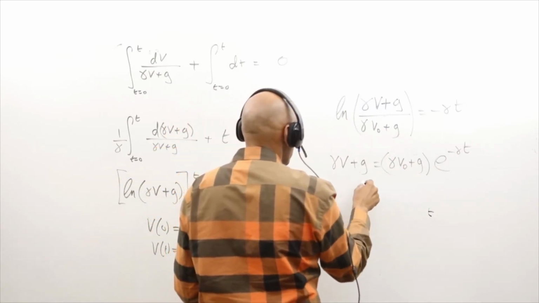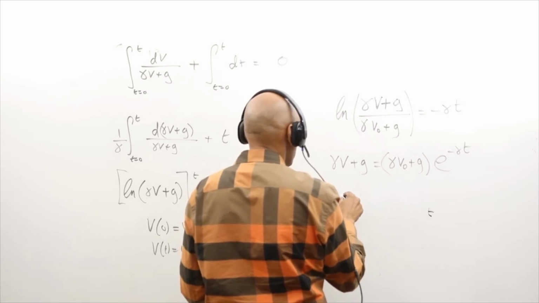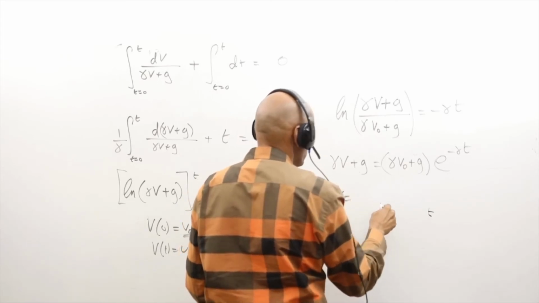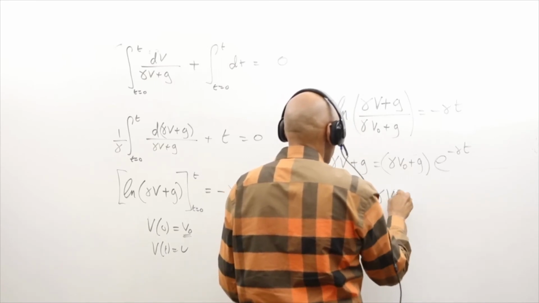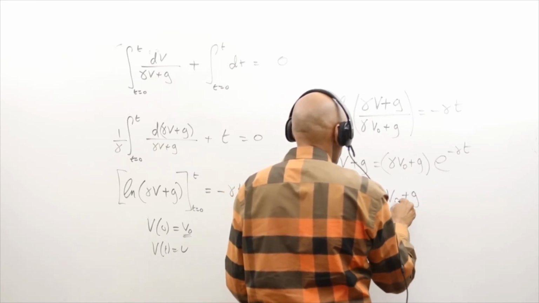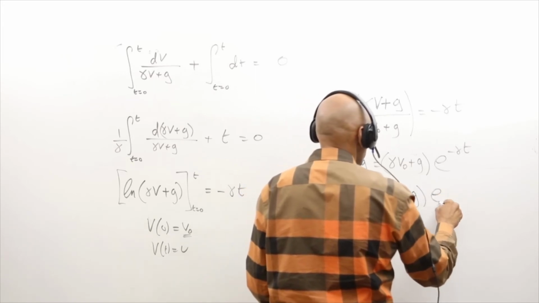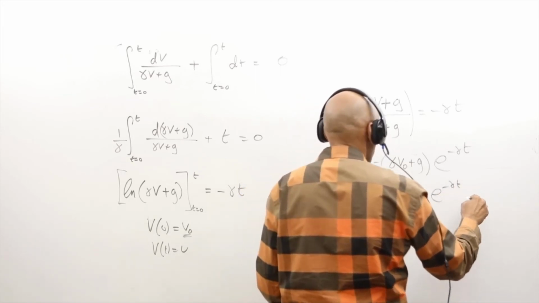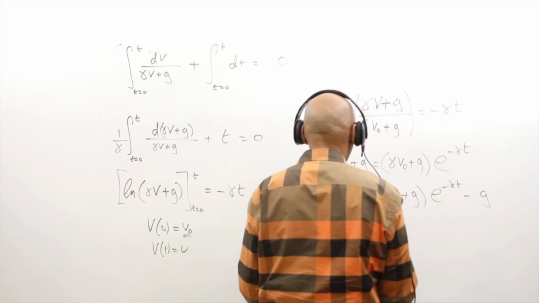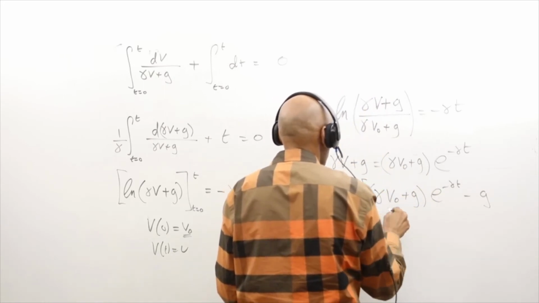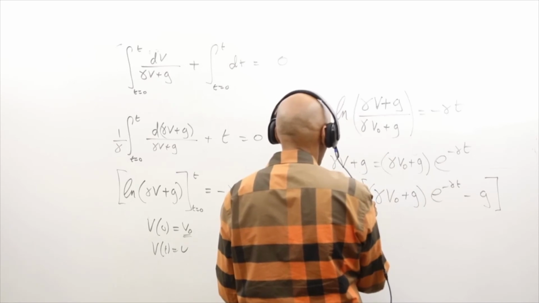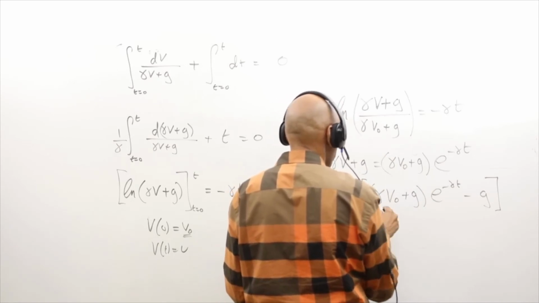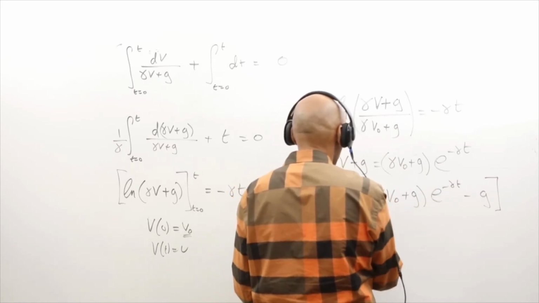And so I can keep going and solve for v. So v is equal to gamma v0 plus g e to the minus gamma t minus g, all multiplied by 1 over gamma.